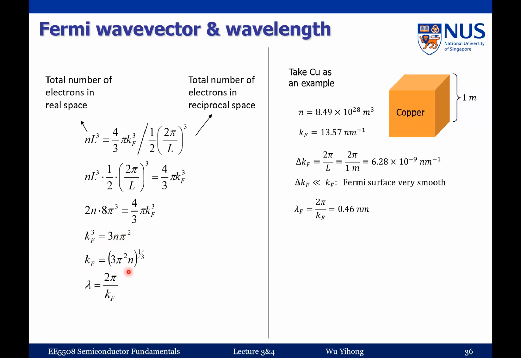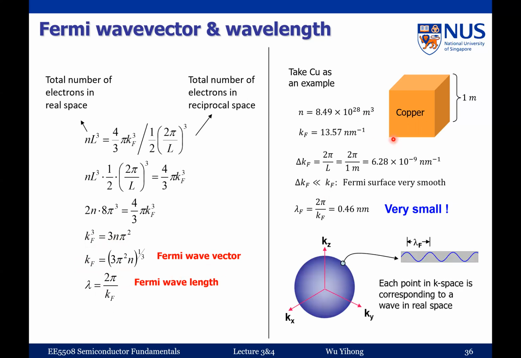So this Kf is now given by this, right? And then once you know Kf, you can calculate the wavelength. So this is the wave vector of an electron at the Fermi surface, and this is the wavelength at the Fermi surface, right? Now we can use copper as an example to find out roughly what the wavelength of an electron at the Fermi surface is. And you realize that this actually is very, very small.